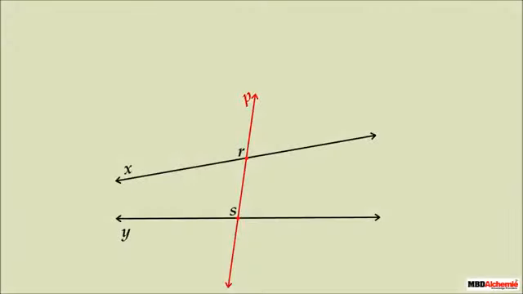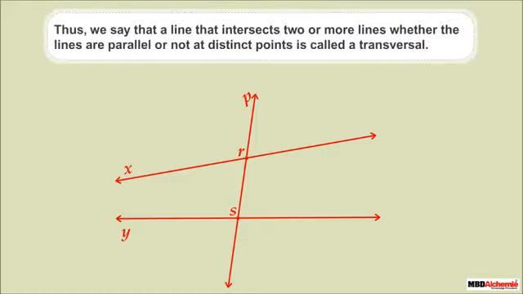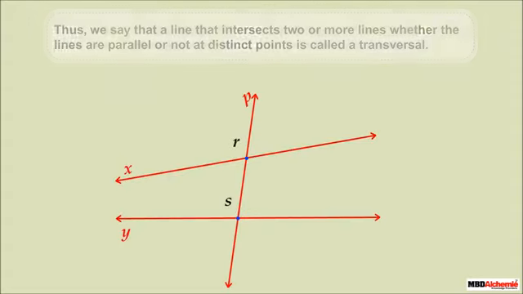Now if the line P intersects two non-parallel lines X and Y at two distinct points R and S, would it be correct to say that the line P still represents a transversal line? Yes. As the line P intersects the lines X and Y at two distinct points R and S, it is not important whether the lines are parallel or non-parallel. Thus, we say that a line that intersects two or more lines, whether the lines are parallel or not, at distinct points is called a transversal.